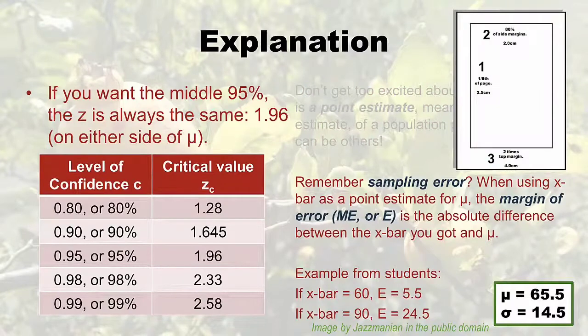I just wanted to remind you what the word margin means. When you type a report and you have margins, like you're supposed to have a margin of 1 inch or whatever, it means a little space. And that's what you're doing: you're making a little space of error, meaning somewhere in this space is where your mu is. So that's why it's called a margin of error.